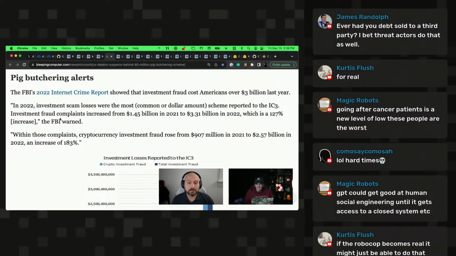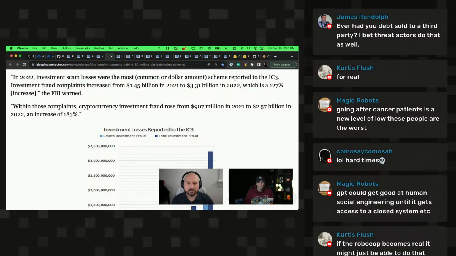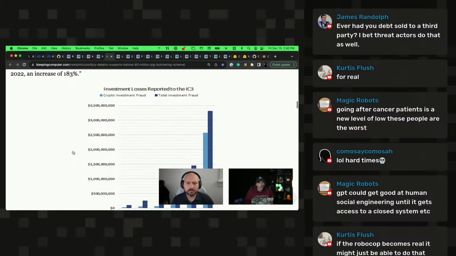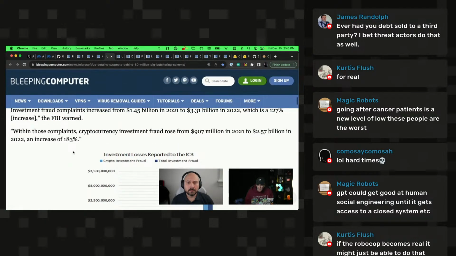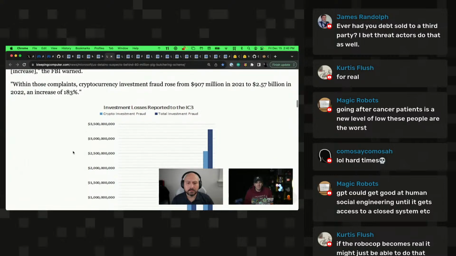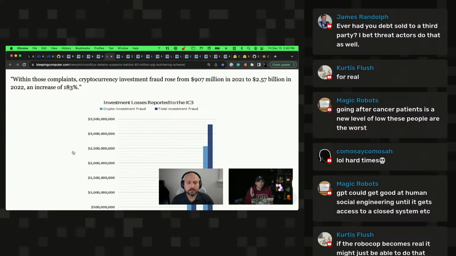Pig butchering schemes, which I guess refer to the investors, are on the rise, and they represented a staggering amount of losses from investment fraud, which again is primarily advertised on social media, but also through dating sites, as mentioned in this article. Apparently a lot of people are introduced to them through dating sites, and it's a very lucrative place for these kinds of scams to live.